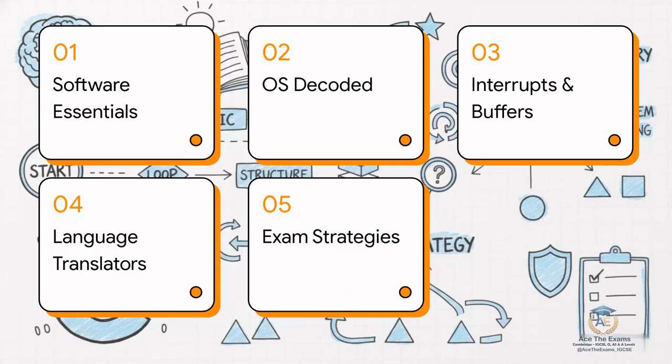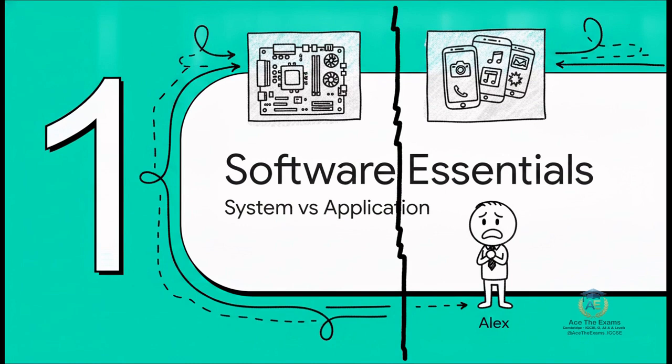Here is our strategic roadmap for today's session. We'll start with software system essentials, move into operating systems decoded, tackle the complexities of interrupts and buffers, break down languages in translators, and finish strong with ultimate exam answer strategies. All right, let's jump right into Section 1, Software Systems Essentials.